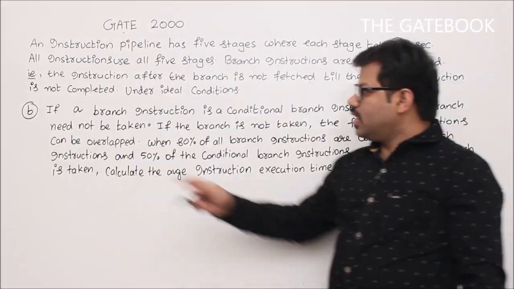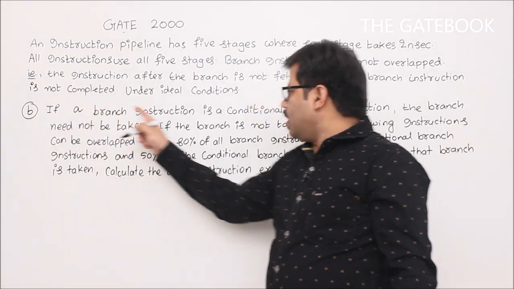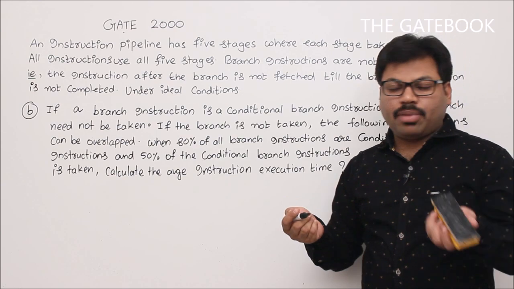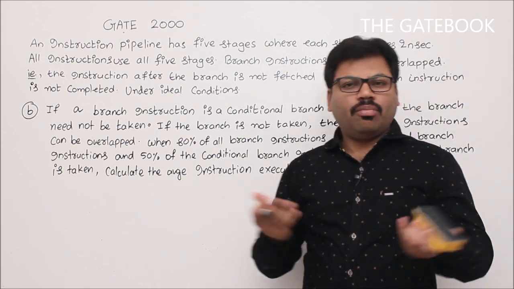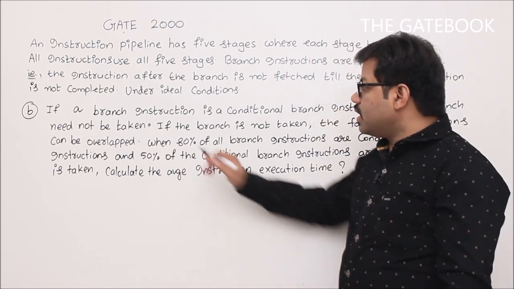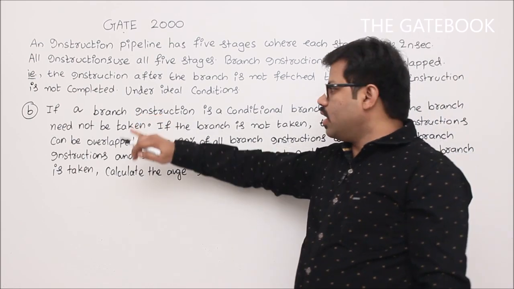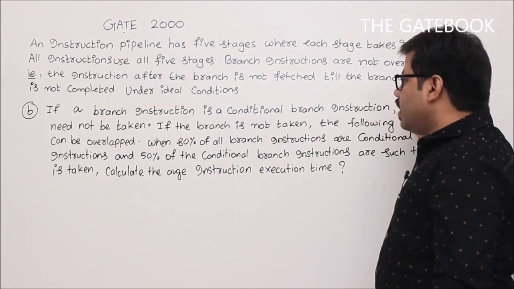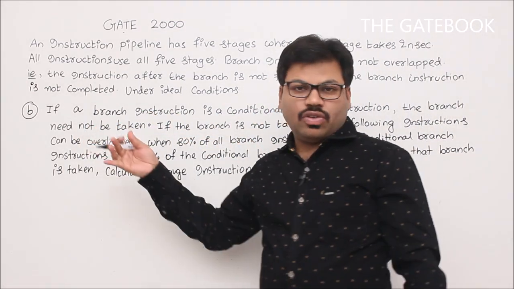Now there is another question, question B. We'll see that. See this question B. If a branch instruction is a conditional branch instruction, he is exploring the branch instructions. In the previous problem, he simply said branch instructions; every branch instruction's property was the same. This time he is exploring the branch instructions. We will try to understand. If a branch instruction is a conditional branch instruction, then the branch need not be taken. Yes, we know that, right?